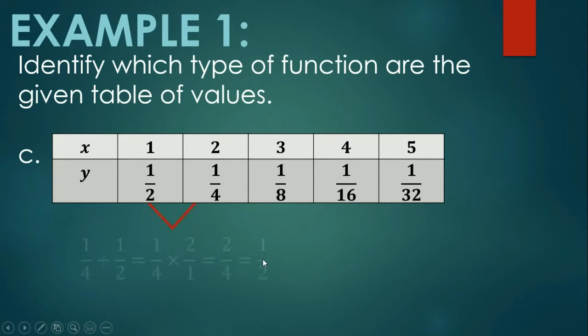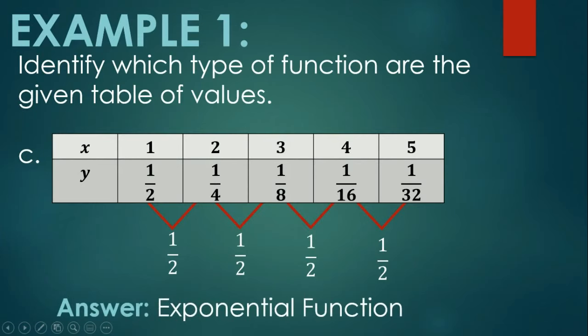The last pair, 1 fourth divided by 1 half is equal to 1 fourth times the reciprocal, which is 2 all over 1. 1 times 2 is 2. 4 times 1 is 4. So if we simplify this, 1 half din yung kanyang quotient. Since nakita natin na pareho sila ng ratio, they have the common ratio, therefore this is an exponential function. Okay?